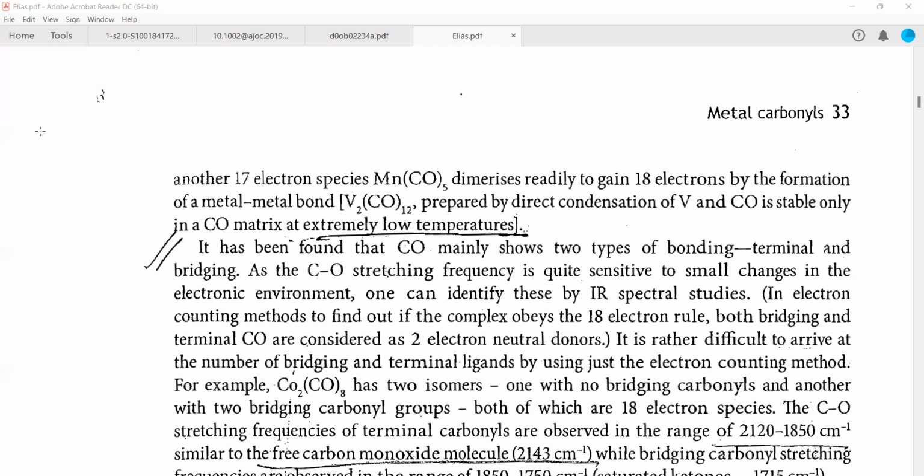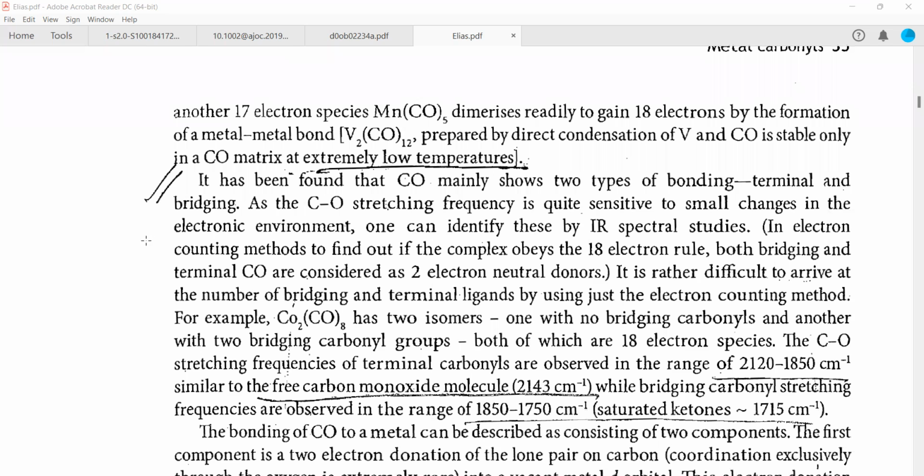So you will find that for bridging carbonyls, the frequency is quite low, and the range is also given. For bridging carbonyls, the stretching frequency is observed in the range of 1850 to 1750 centimeter inverse, and for terminal carbonyls, it is 2120 to 1850. For free carbonyl, it is even higher. It is 2143, right?